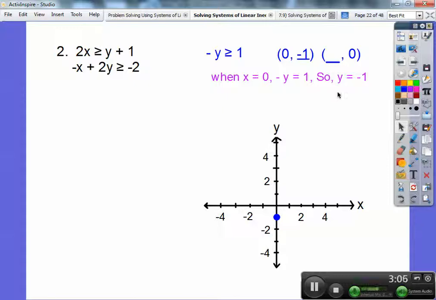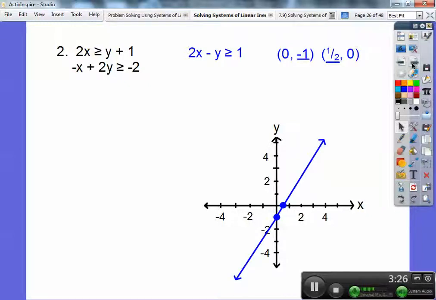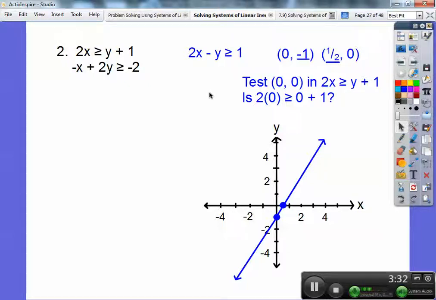And then when y equals 0, that minus y goes away, and now we have 2x equals 1. So divide both sides by 2, and you get x equals 1/2. So I'm going to graph the point 1/2, 0. This one's a solid line, so it's going to go right up through there. And then test 0, 0: is 2 times 0 greater than or equal to, and I plugged it in this one.